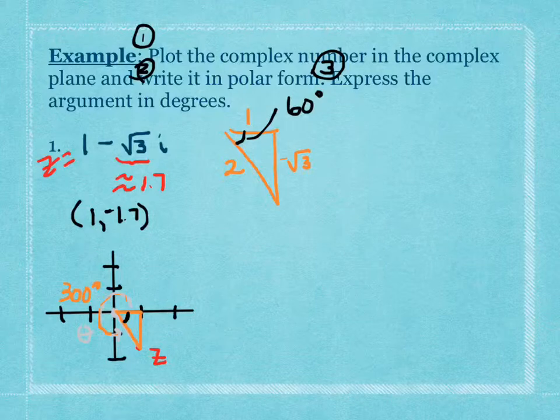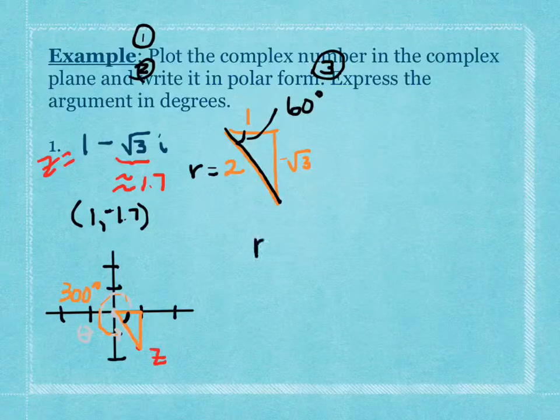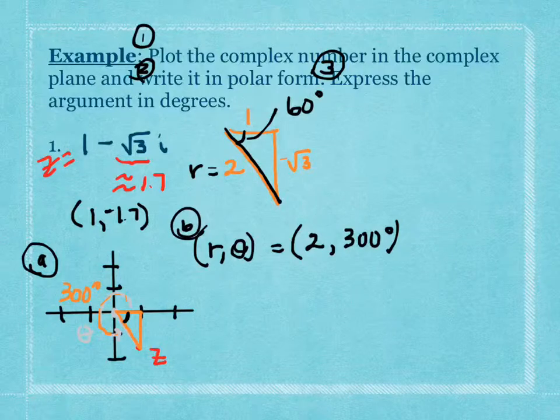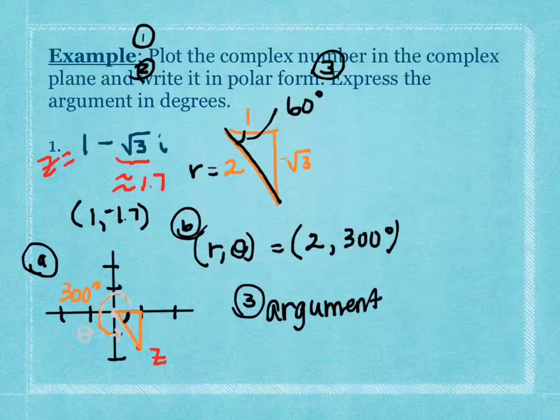In addition, the hypotenuse length that we found up here is my value r. So my polar coordinate is r equals 2, and then 300 degrees for theta. Let me write this a little bit differently. My polar coordinate is (r, theta). There we go. So this was part 1, or part A, right? This was part B, writing it in polar coordinates, or part 2. And then part 3 was finding the argument, and the argument is actually the angle measure. So the argument is the 300 degrees.